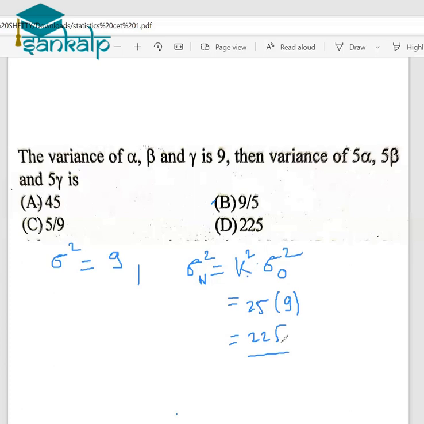So here each observation is getting multiplied by 5, so the variance will also get multiplied by k square. The k value is 5, 5 square is 25, and 25 into 9 is the required answer. So option D is the right option.